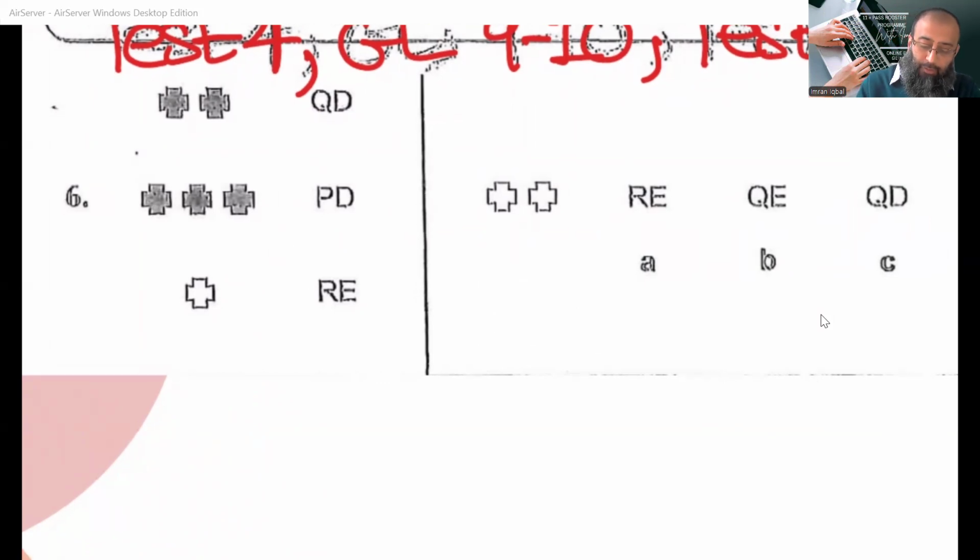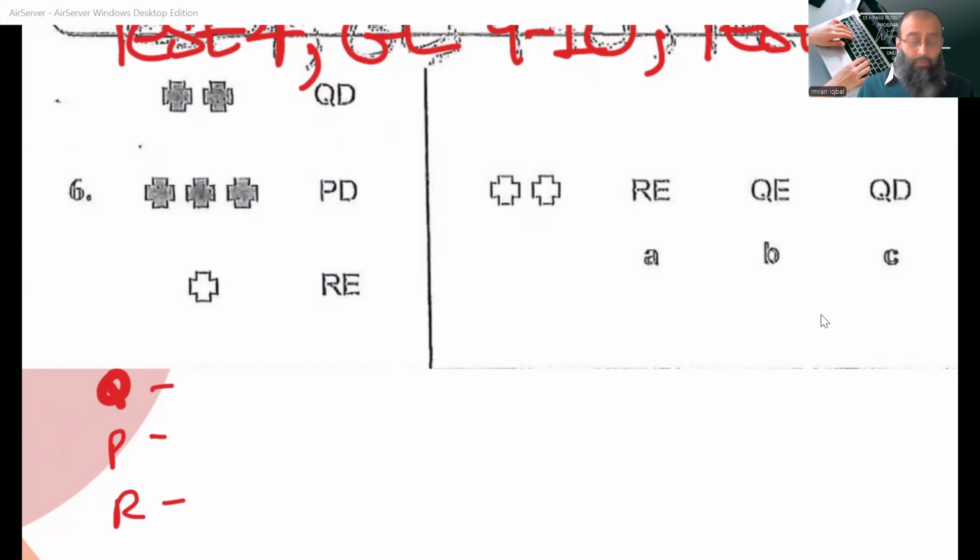If I look at the first column of letters, the first letters are Q, P, R. Q, P, and R are three different letters. We're looking for three different things. So we're not looking for the commonality, we're looking for the difference.